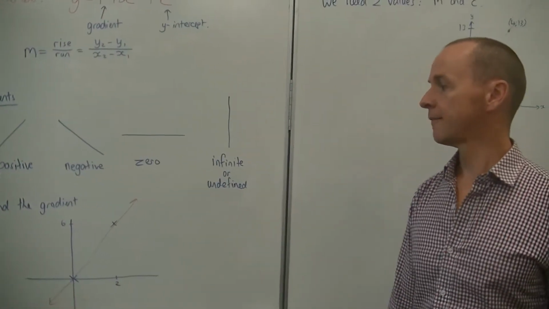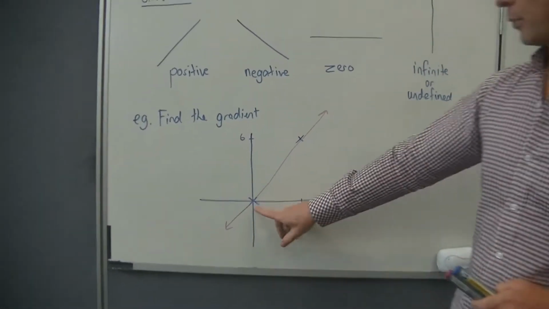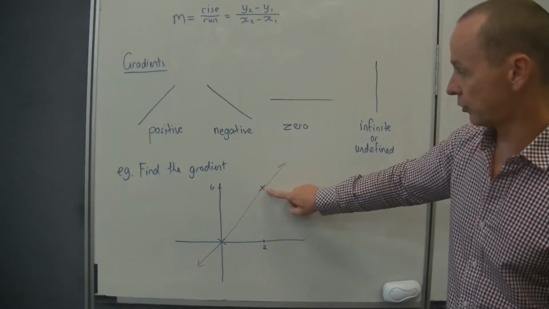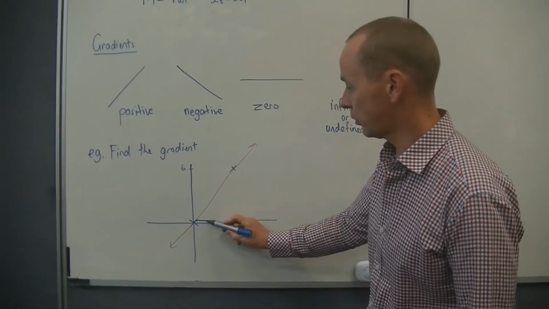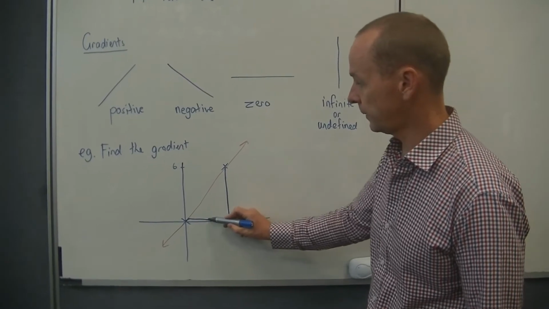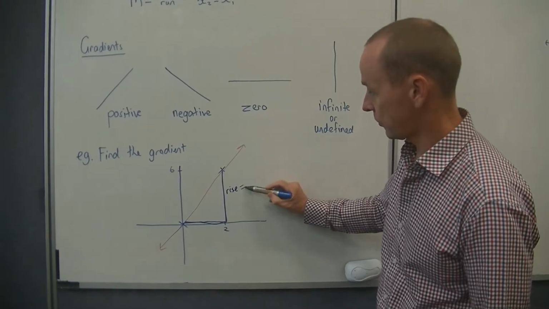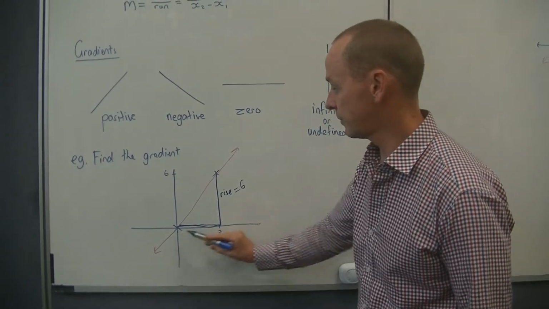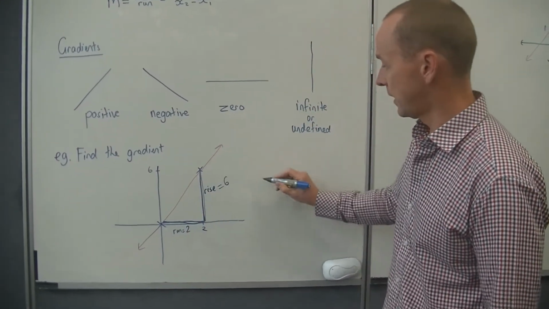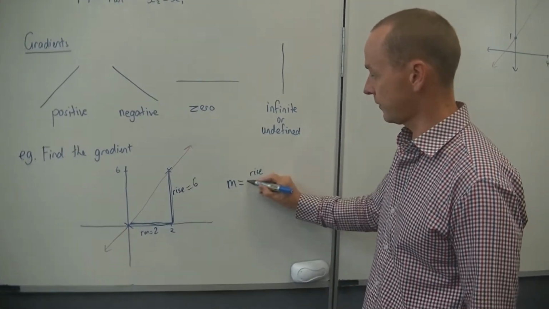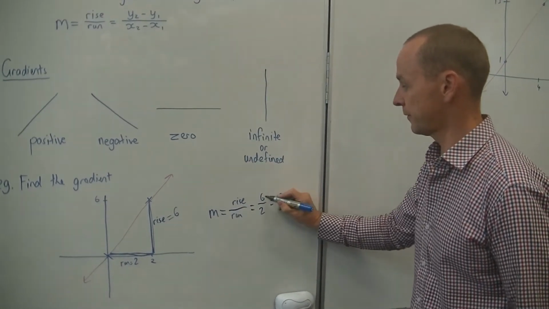Little warm-up activity. Find the gradient of this line, this graph. As you notice, the one point goes through the origin, and the other point is here at 2, 6. So what we need to do is draw in our little triangle between those 2 points. This section here is the rise. The rise goes from 0 to 6, so the rise is 6, and the run goes from 0 to 2. So the run is 2. That distance is 2, that distance is 6. Now we can work out the gradient is rise over run, which is 6 over 2, which simplifies to 3.